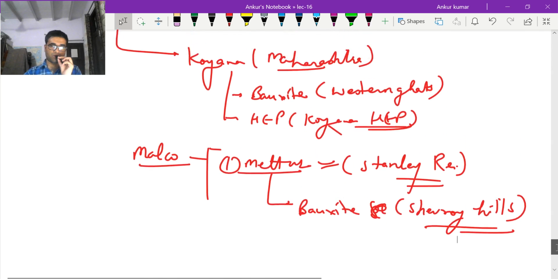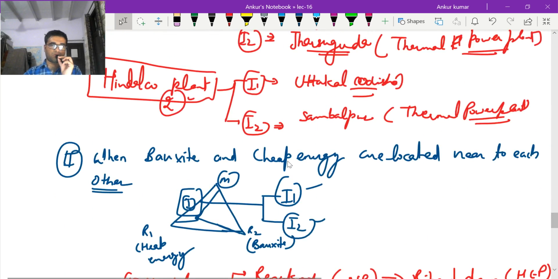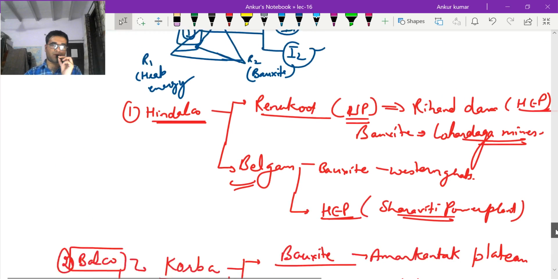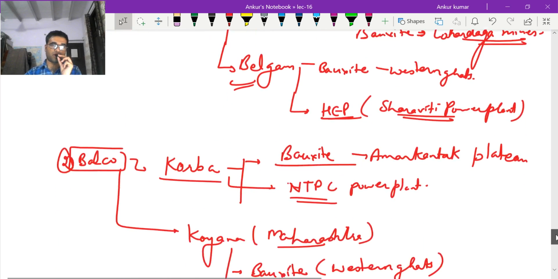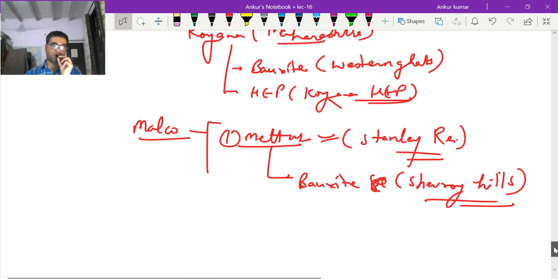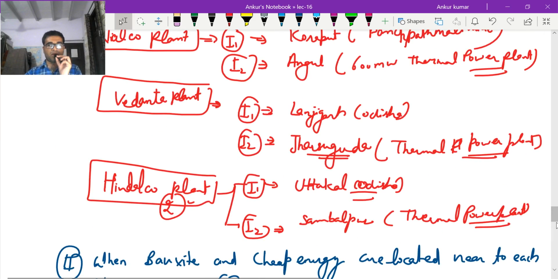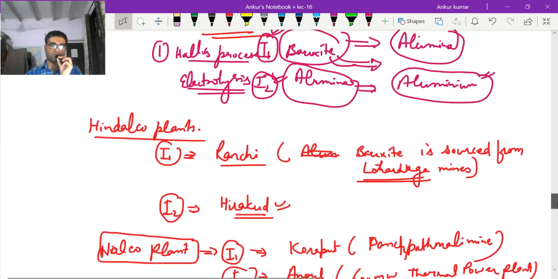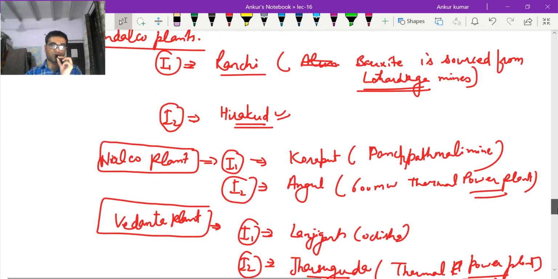So by this time we have done the locations based on when both bauxite and cheap energy are located near to each other, and on this basis we did a few plants. Two plants of Hindalco, one in Renukut, another in Belgaum. Two plants of Balco, one in Korba, another in Koyna, and one plant of Malco in Mettur. Similarly, when both the HEP and the bauxite source are away from each other, we did the Hindalco plant in Ranchi.